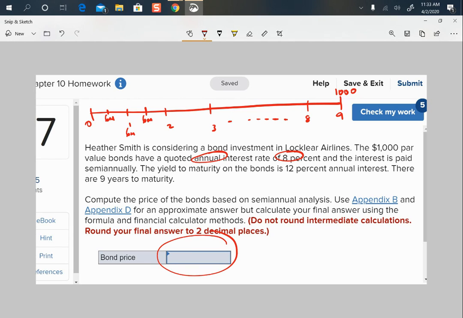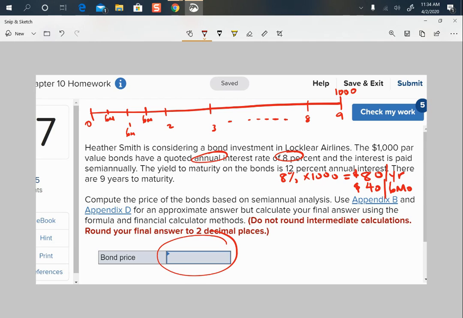So there are two ways to do it. You can take the 8% times $1,000, and this will give you that you'll be paying $80 a year. But remember, you're paying interest not every year, but every 6 months. So basically, what you're paying, this is per year, but you're basically paying $40 every 6 months. So this is how much you're paying.